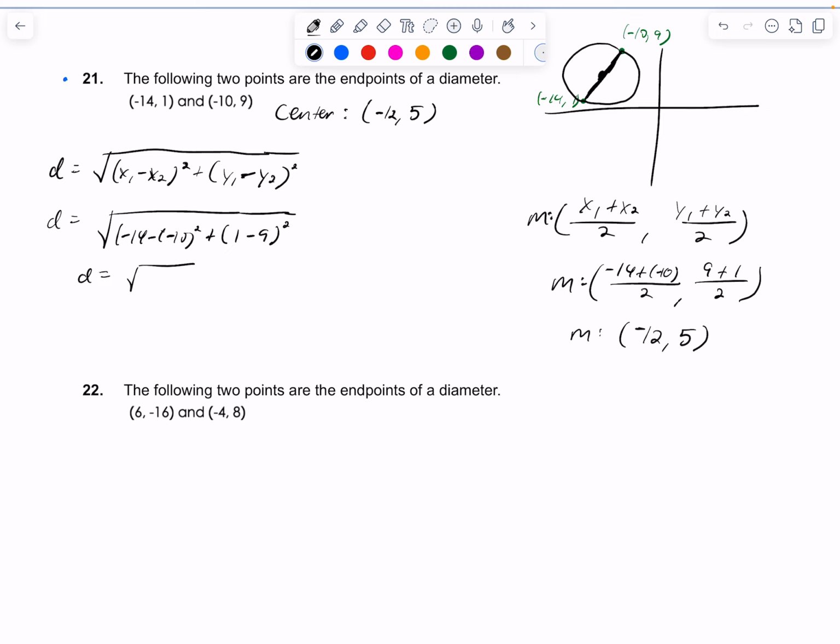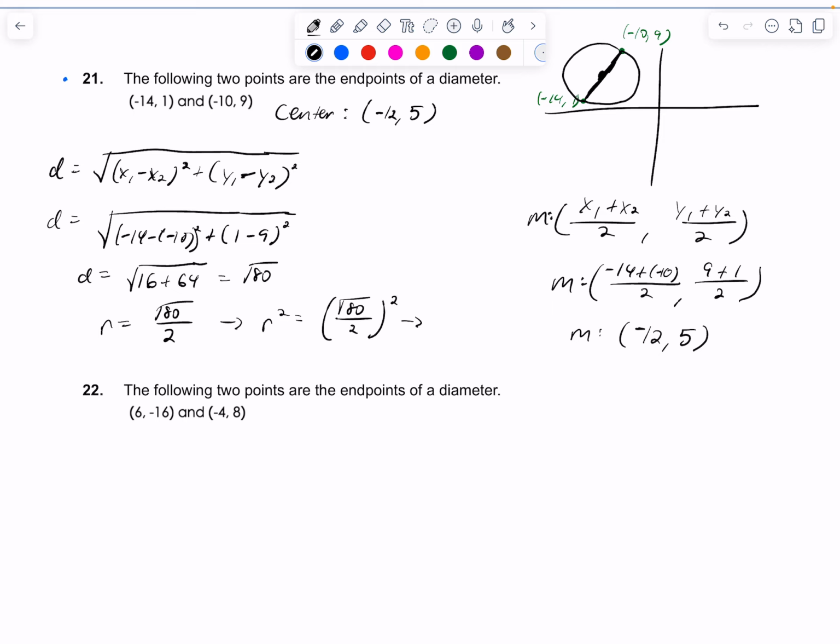Negative 14 minus a negative 10 is really adding 10. So that's going to be (−4)², which is 16, plus (−8)², which is 64, which is the square root of 80. Okay? Now, I do want to cut that in half, because the radius is going to be the square root of 80 over 2. And then I want to square that. The radius squared is (√80 / 2)².